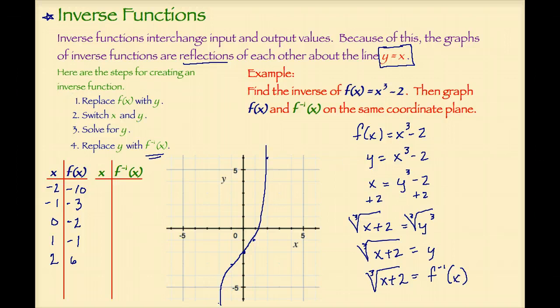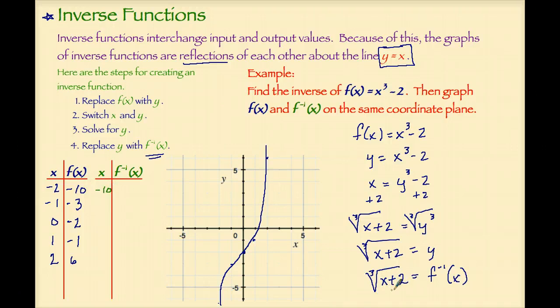Now let's graph the inverse function. Since it's a radical, I'm going to try to put numbers in for x, which will make this perfect cubes. I'll start with the cube root of negative 8. To make that a negative 8, x will need to be negative 10.